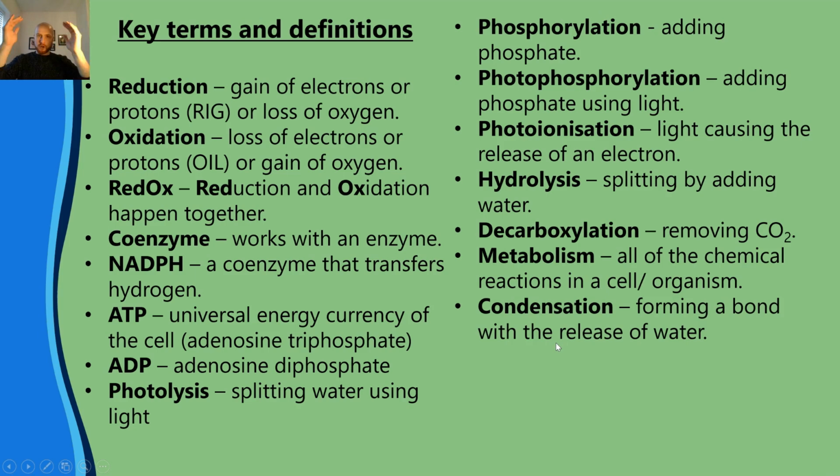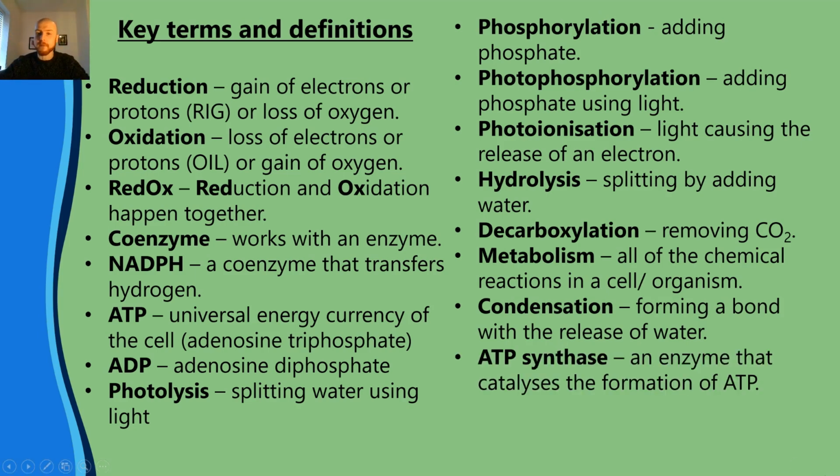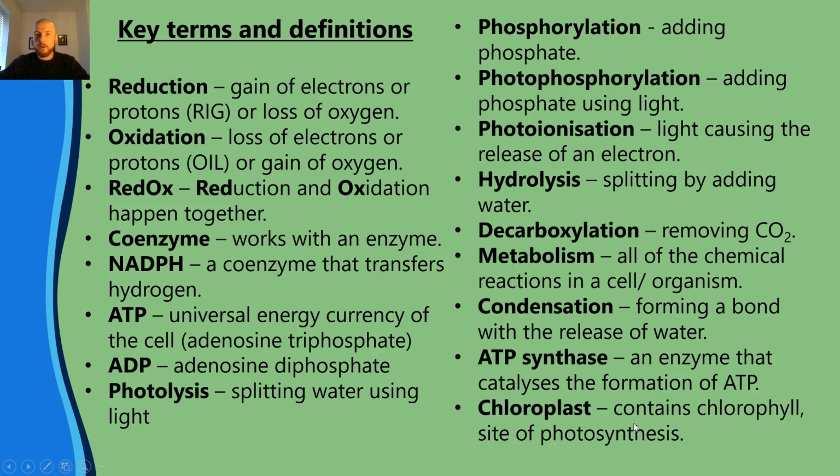Think about the condensation on a car window screen. It's when you've got water droplets on that window. ATP synthase is an enzyme that makes ATP. Think about the term synthesis, to make, or synthesizer, to make something. A chloroplast contains chlorophyll, and it's the site of photosynthesis, and we're going to label that in a moment as well. So there's some of the key terms you need to know about to master photosynthesis, especially the light-dependent reaction.